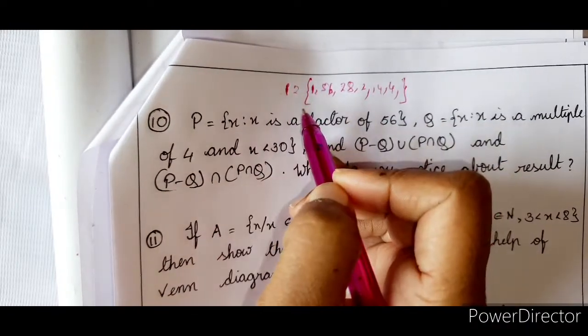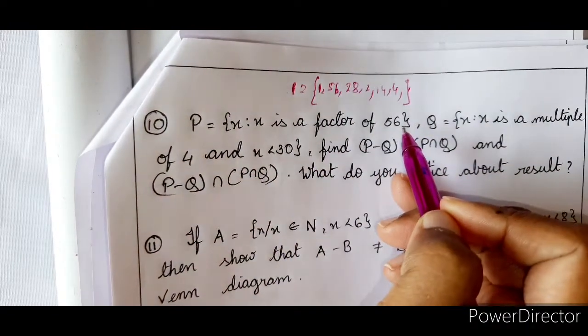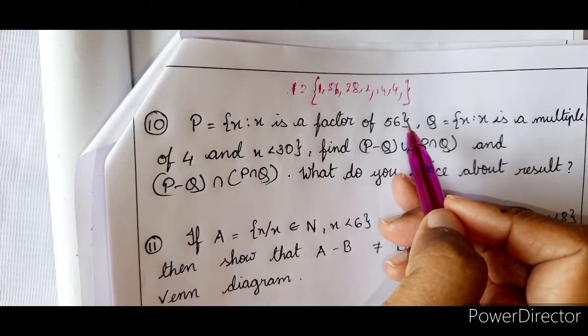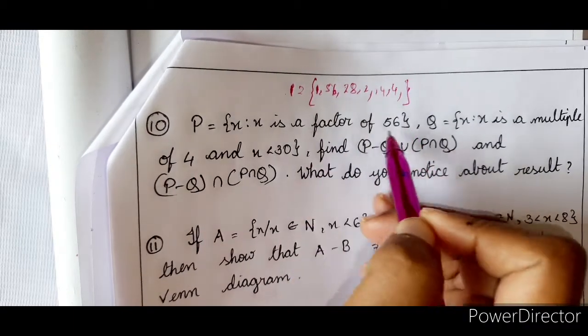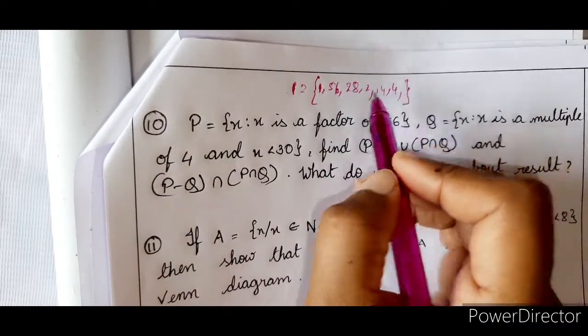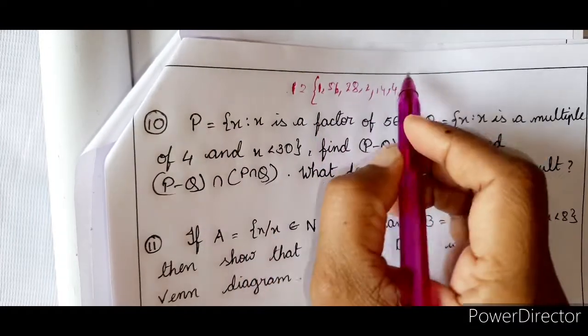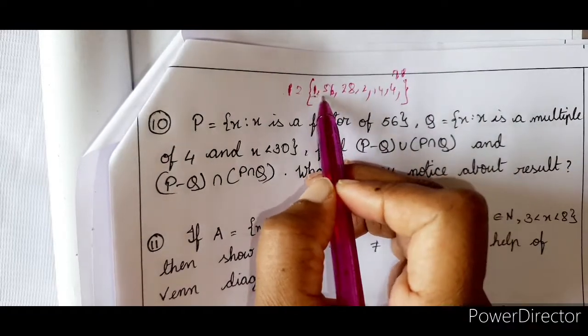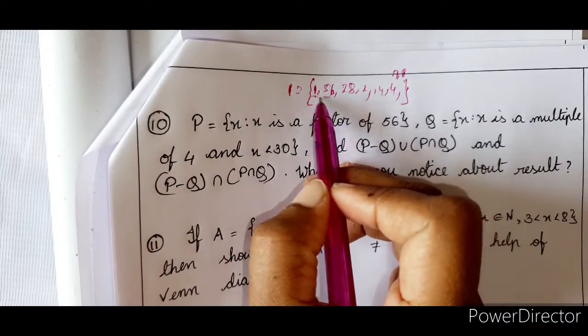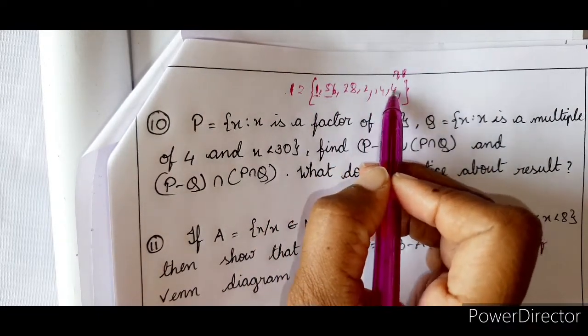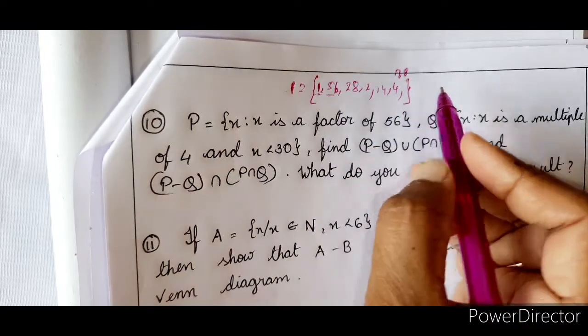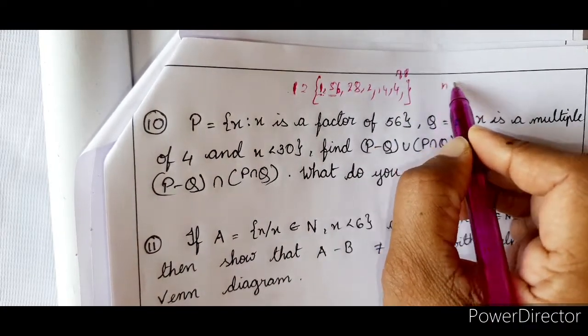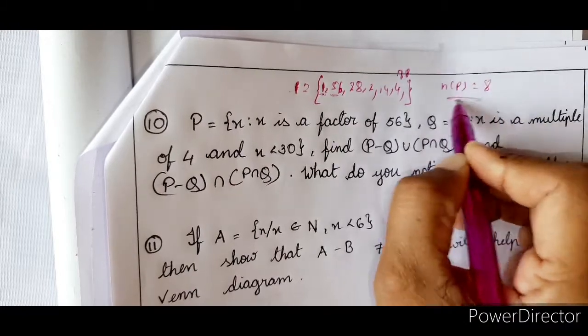P is a set of factors of 56. 7 8s are 56, we have that. So 7 comma 8. Did I write that one? No. 7 comma 8 also. So 1, 56 both. 1, 2, 3, 4, 5, 6, 7, 8. So the order of P is equal to 8.